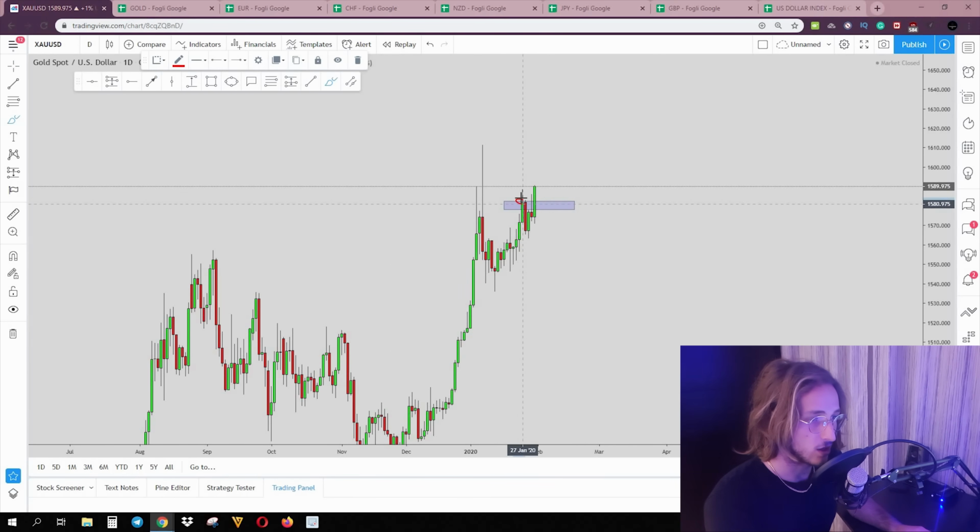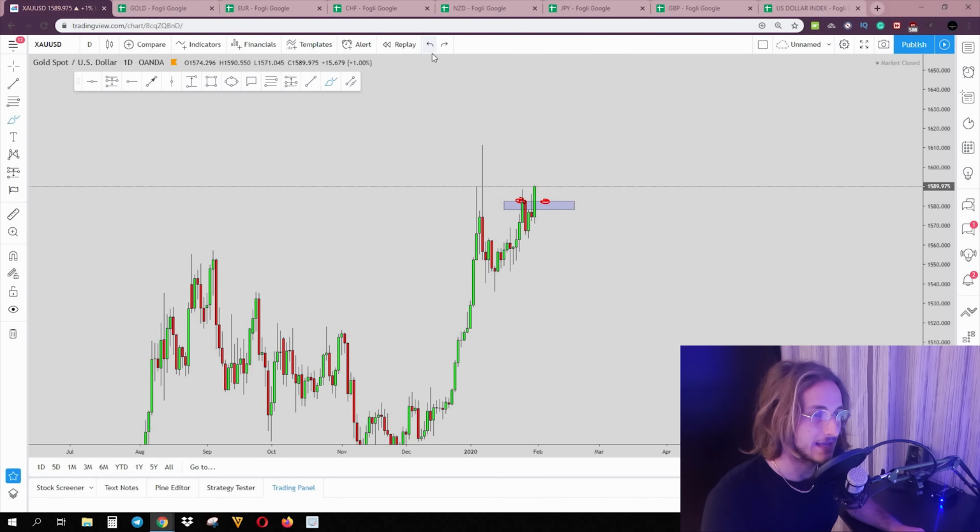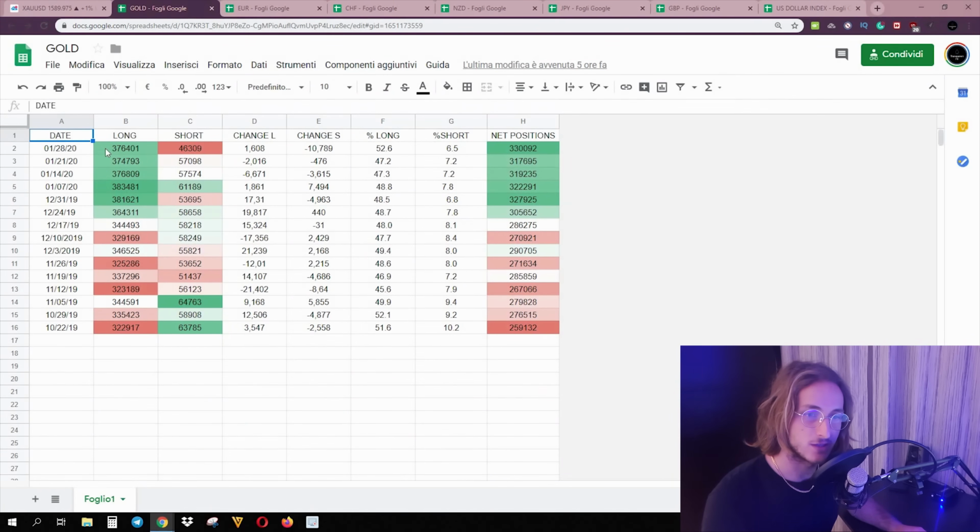Why? Because we have this previous resistance, which is now turned support here. So if the market goes for a retest, we will have supported this area, meaning that if the market breaks to the downside, what does it mean? It means that hedge funds are starting to close this massive amount of longs that they have. Keep in mind that they like to take profits as well. So at some point they will need to start closing their longs. Okay.